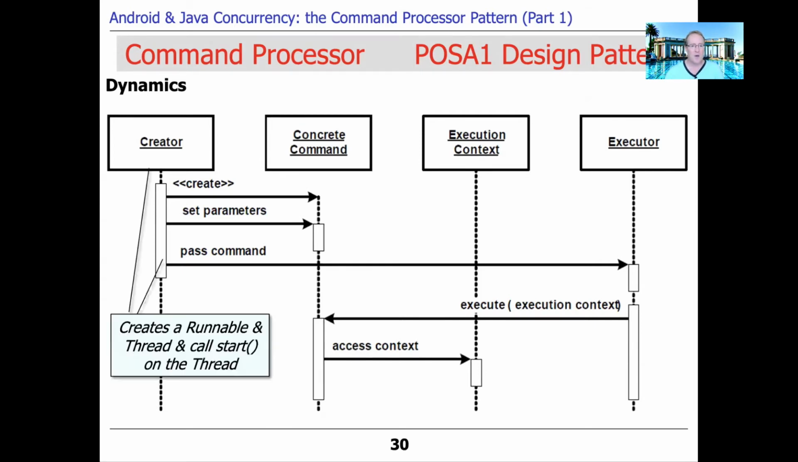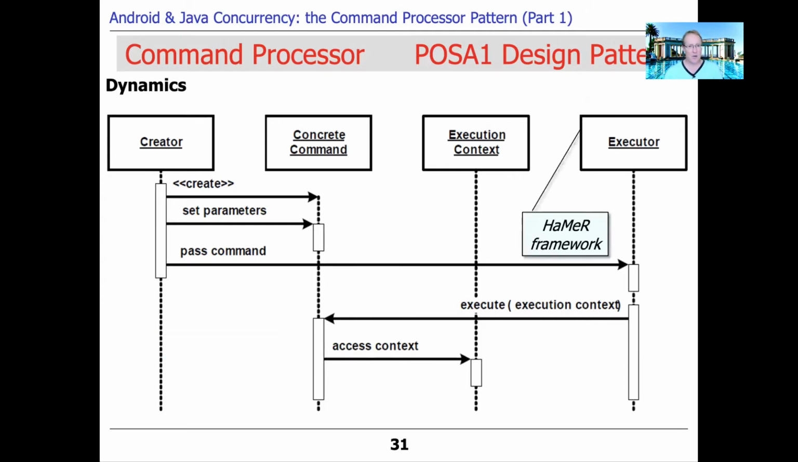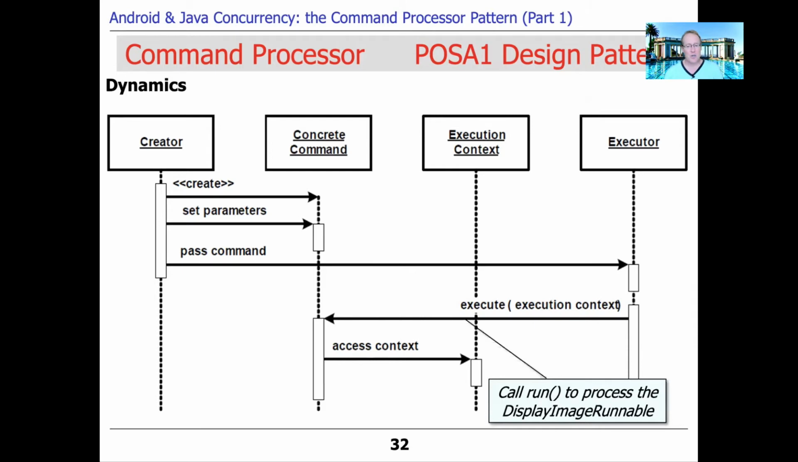As you can see, the creator would create a runnable and a thread and call start on the thread. And then that would allow the thread to run in the background. And keep in mind, we have the executor framework, which is going to be the Hammer framework. That's the thing that's actually going to run the requests that are sent to it. The execution context will end up being the part of the code that will call the run hook method on the runnable created in the background thread in order to be able to take the image that's been downloaded in the background and then display it in the context of the activity.